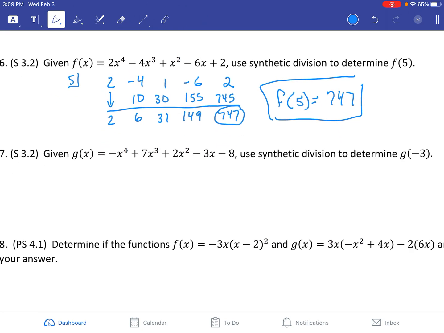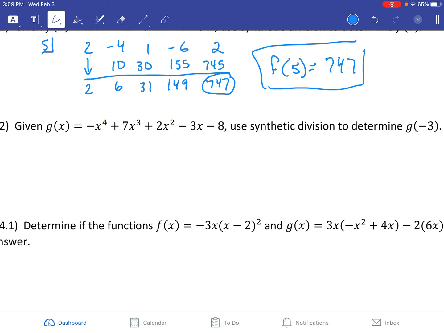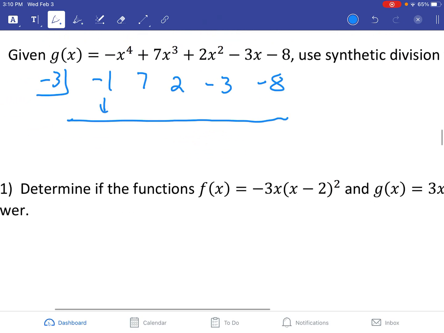All right, same thing in the next question for number 7. We'll write all our terms down. We got negative 1x to the 4th, positive 7x to the 3rd, 2x squared, minus 3x, minus 8. We'll use negative 3 to divide it. So drop the first number, we get negative 1, times negative 3 is 3. Add those up, you get 10, times negative 3 is negative 30. Add those up, you get negative 28.